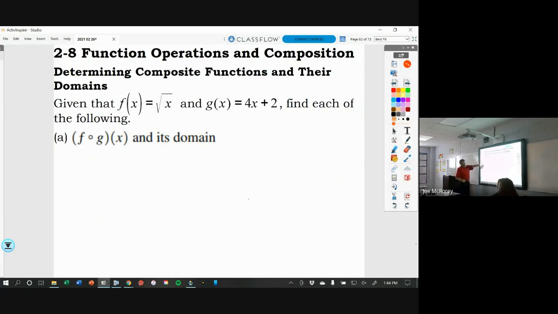Okay, so remember, this is the same thing as f of g of x. Do I have a value for x? No. What this means is I'm going to take the entire function g of x and plug that entire function into the f function. The f function is pretty simple. It's the square root of x. But what's x? x is 4x plus 2.